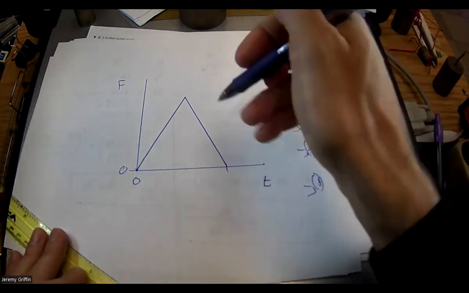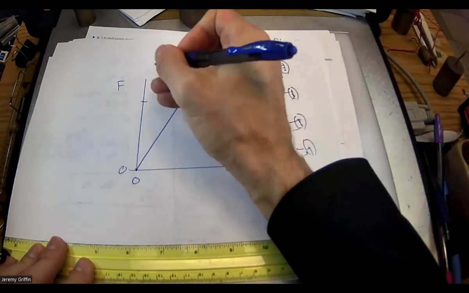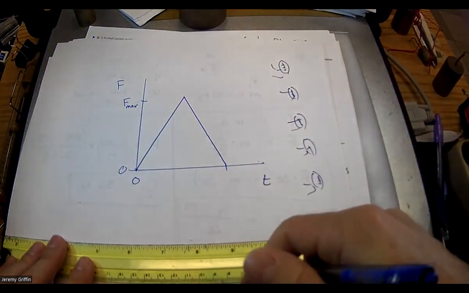Now, what you guys just solved for is the average force. Now, this point right here might be F max. Where do you think F average is on this graph?